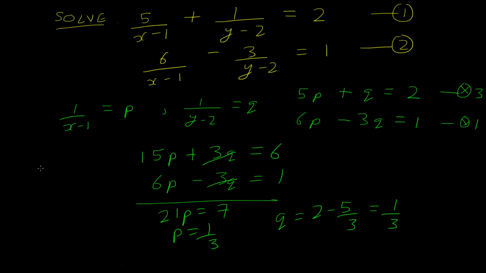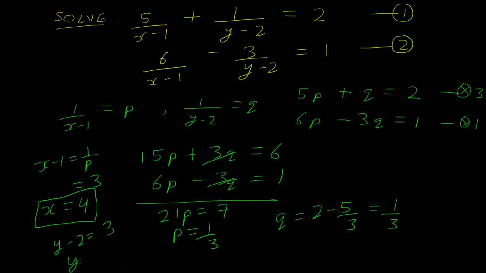Now we go back here. We have x minus 1 as 1 by p, which will be equal to 3. Therefore, x is equal to 3 plus 1, which is 4. Similarly, y minus 2 is equal to 1 by q. So 1 by q will also be 3, and y is equal to 5.